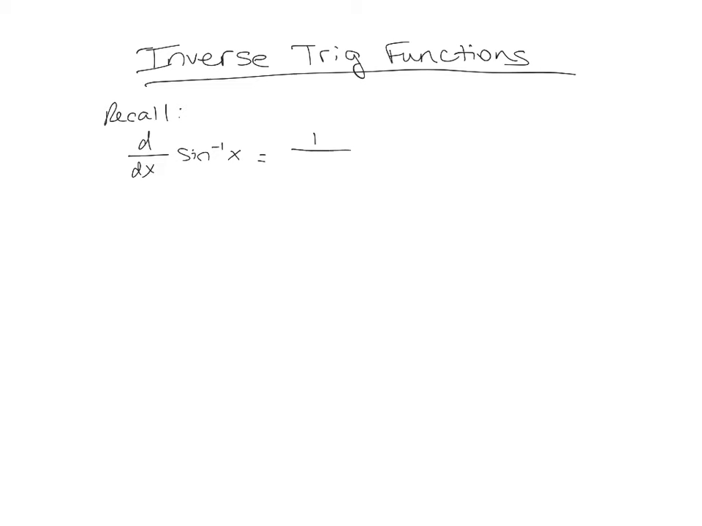1 over the square root of 1 minus x squared dx. Okay. Now, if we were to have an x value that was not just x, but f of x, we need to account for that in our derivative statement. So again, we still have that square root of 1 minus x squared. Excuse me, this would now be f of x squared.